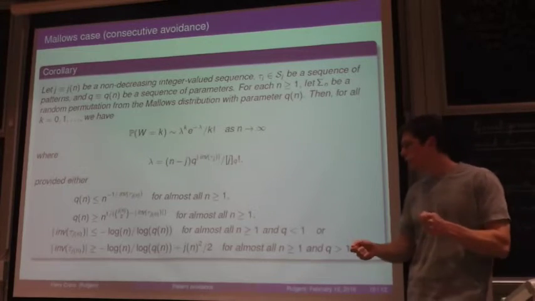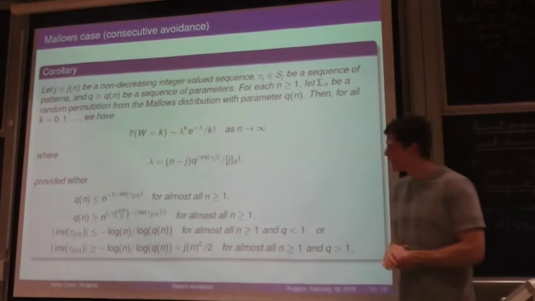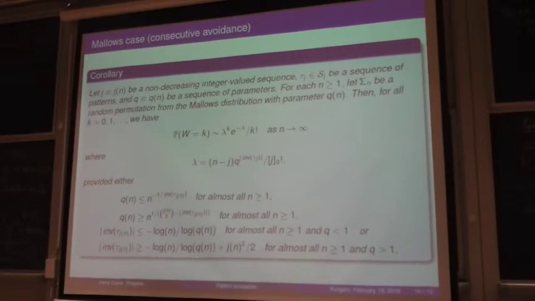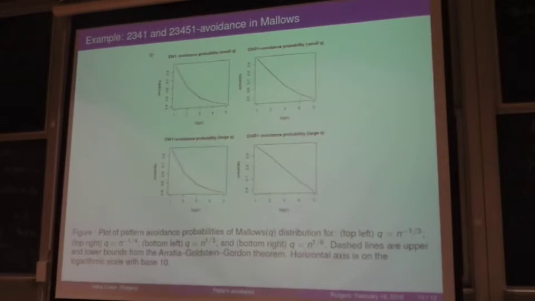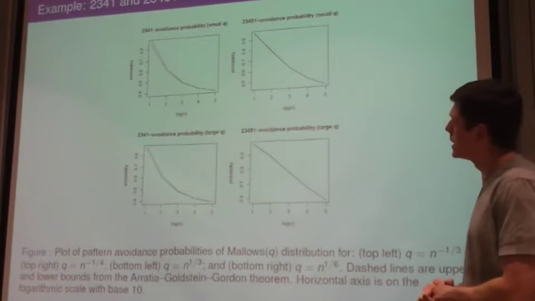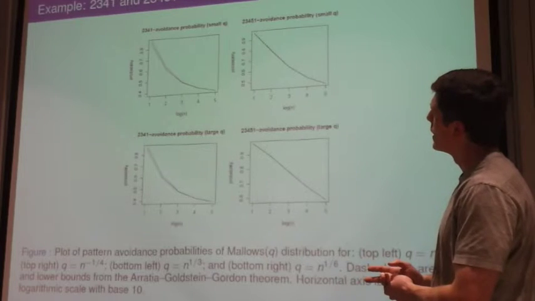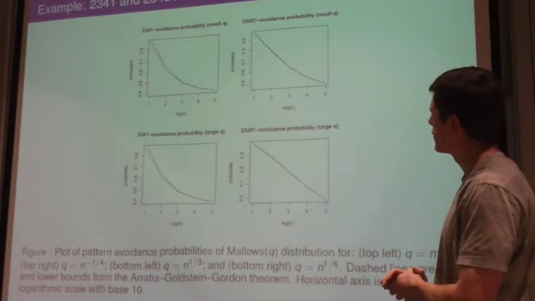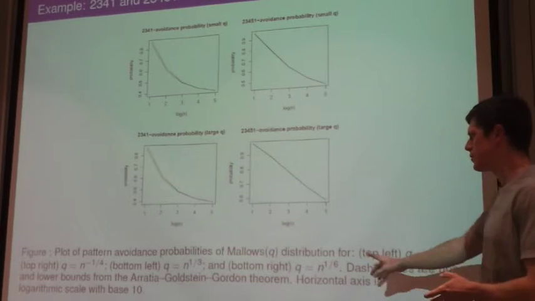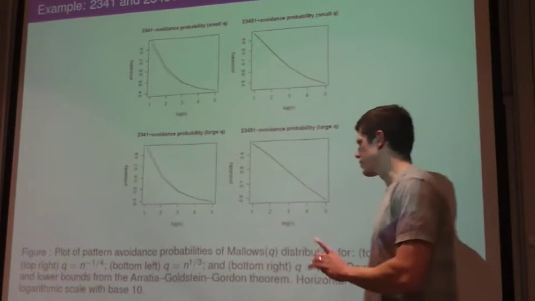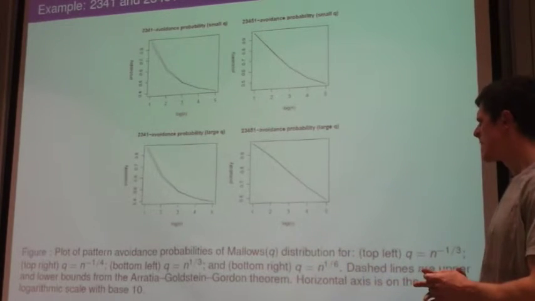So we can either let q be large or q be small. And if it grows along a critical region, or along the exact equality here, then we get what we show here. This is the example where we have two patterns, one of length 4 and one of length 5, and I'm letting q grow according to these rates, which are the rates given by the previous theorem.